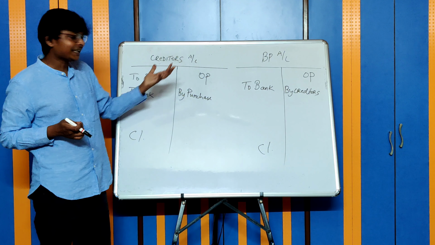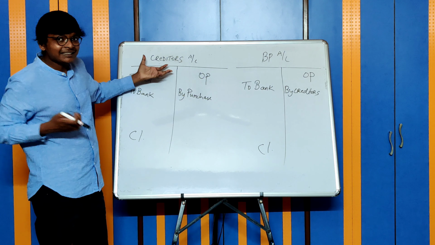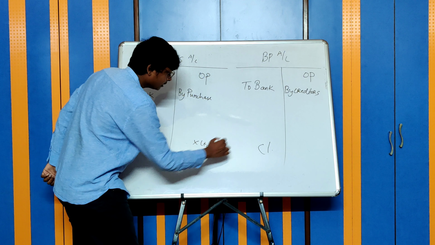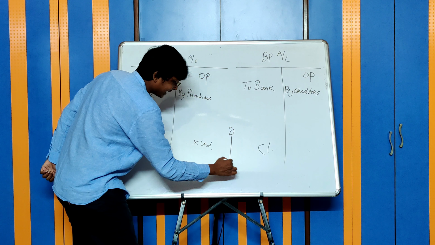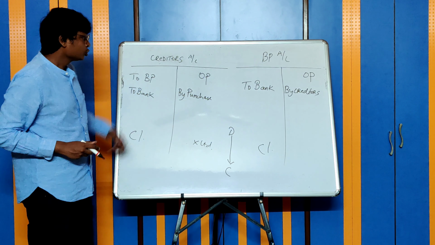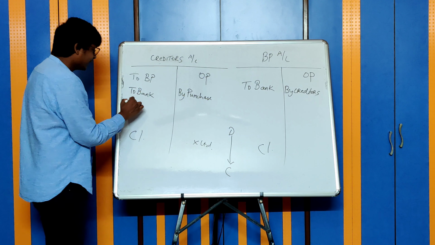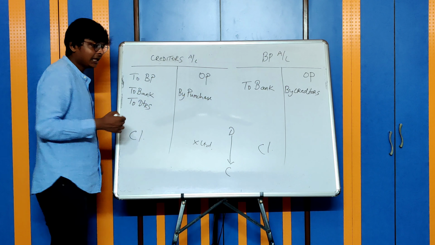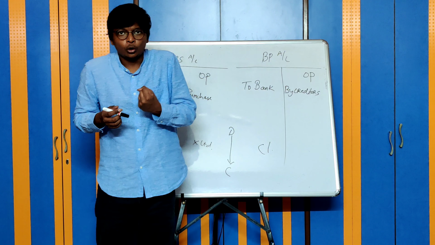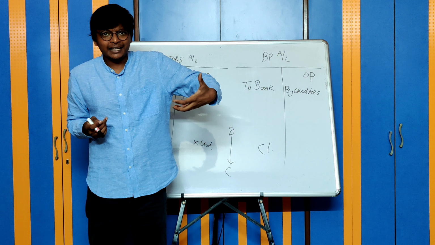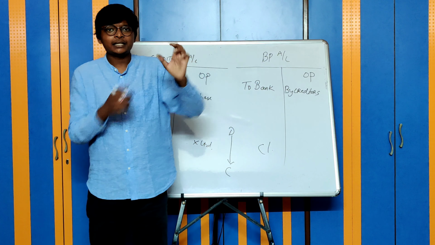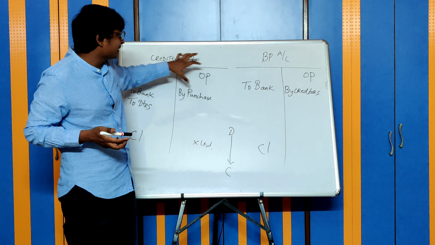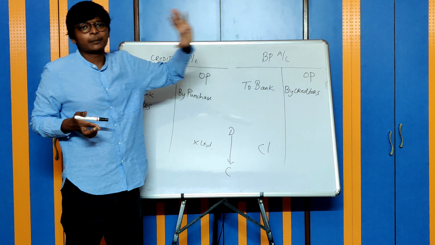Now, let's say a debtor is settling my creditor. Let's say X Limited is my company. My debtor is making a direct payment to the creditor. So what happens to the creditor account? It will be debited as to debtors, and in the credit side of my debtor account, I will credit by creditors account. So this is the structure of your normal creditors account and the bills payable account.